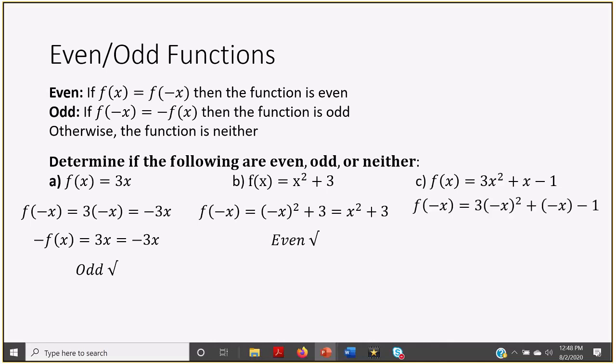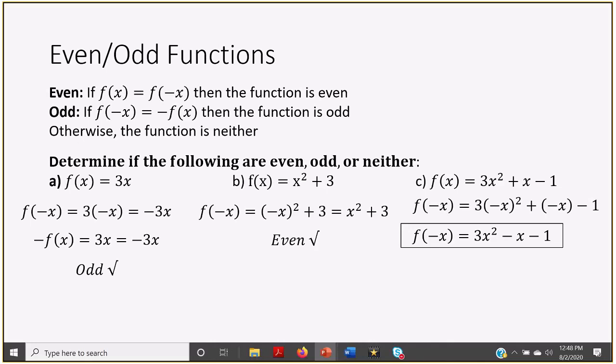And my last example, I have 3x squared plus x minus 1. Exact same starting point. I plug in negative x. I simplify, so negative x squared is x squared, kind of what we saw in the last example. My negative x is just going to flip the sign for my second term, and then I have minus 1. I look back at the beginning, it's not the same. It's pretty close, but it's not exactly the same, so I would not say it is even.